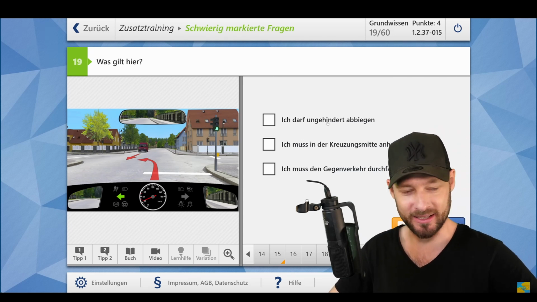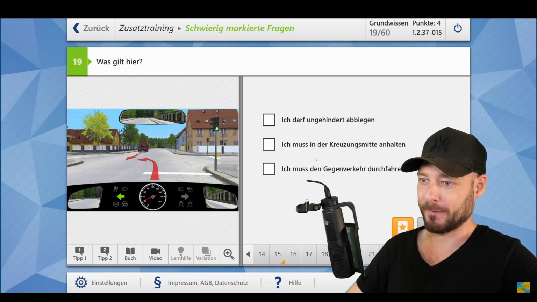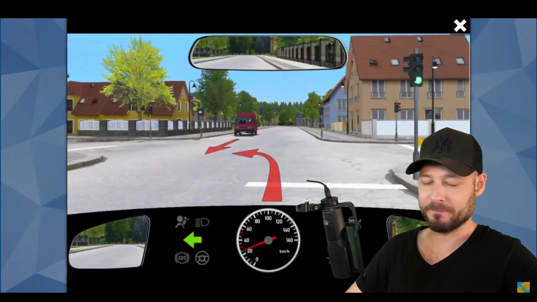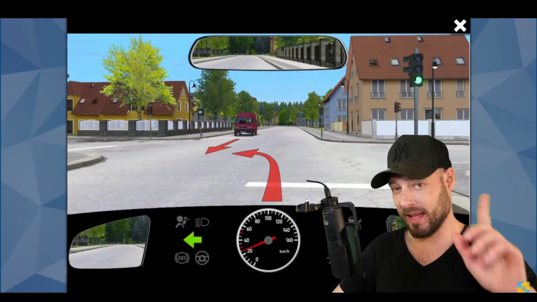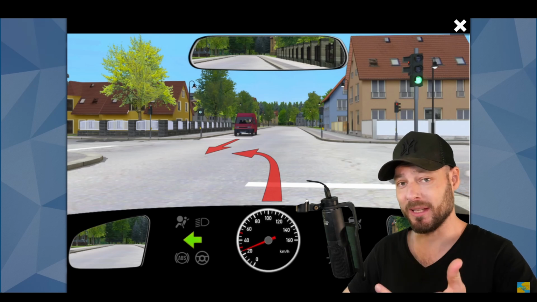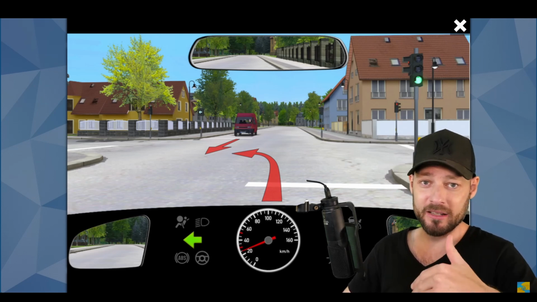The question is, how do we behave here? I am allowed to turn freely. I have to stop in the middle of the intersection. I have to let oncoming traffic pass. Attention, this question carries 4 penalty points. Many of you would now of course tick that you have to stop in the middle of the intersection and let oncoming traffic pass.